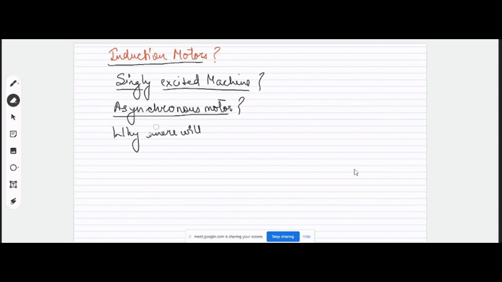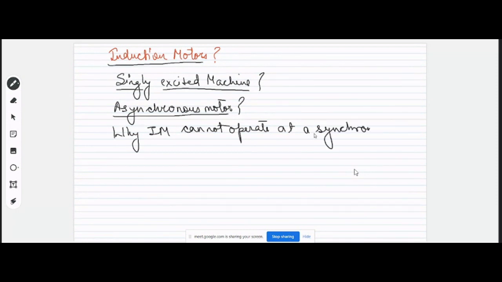Why? The question could be, why can your induction motor not operate at a synchronous speed? I think, let me have an answer from you. Let me see who has raised the hand. Very few people. Saurabh.